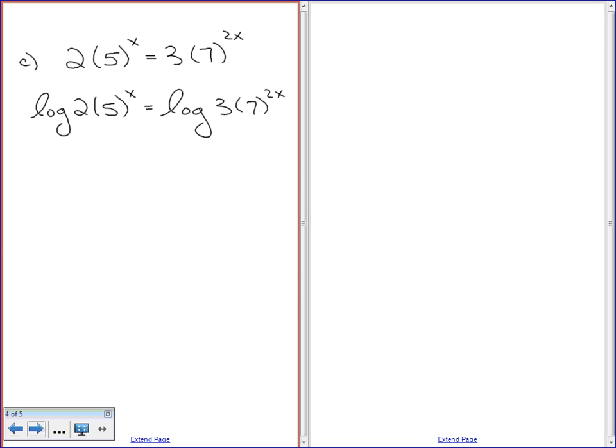And the way I'm going to get rid of it is using the first law of logarithms, which says if I have the log of something times something else, it can be split up into the log of the first guy added to the log of the second guy. That make sense?